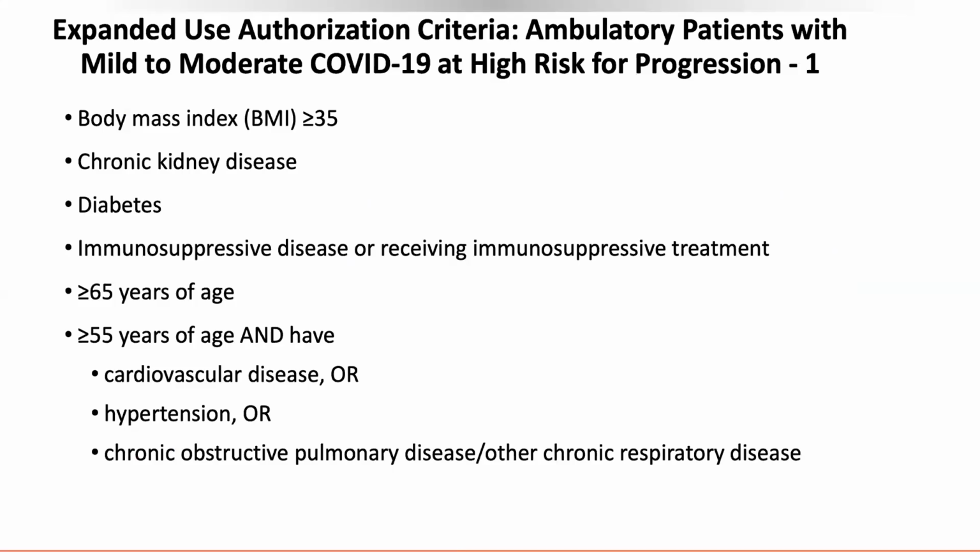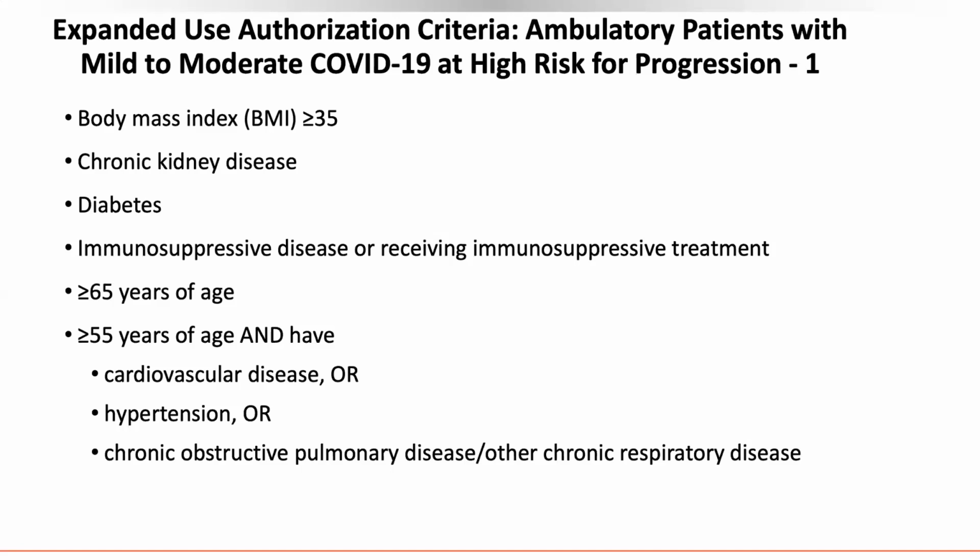We have said those with high BMI, more than 35, because they are at risk of progression to severe disease. Then those with chronic kidney disease, the diabetics, those who are immunosuppressed or receiving immunosuppressants, and the elderly, largely age over 65. But for those who are more than 55 and have cardiovascular disease, hypertension, COPD, and other chronic respiratory diseases, we can use that.